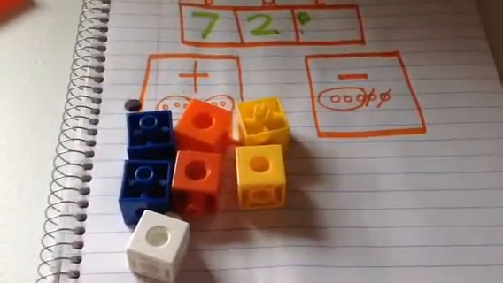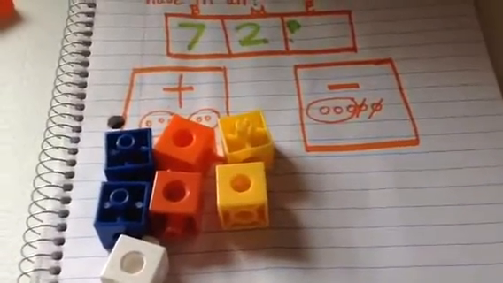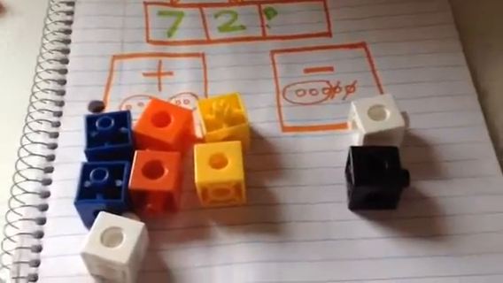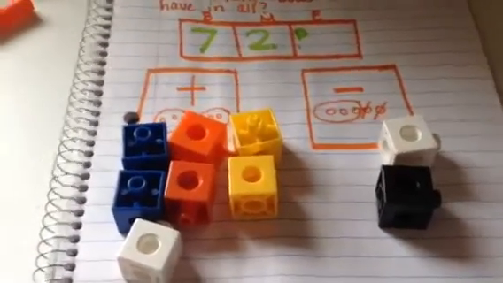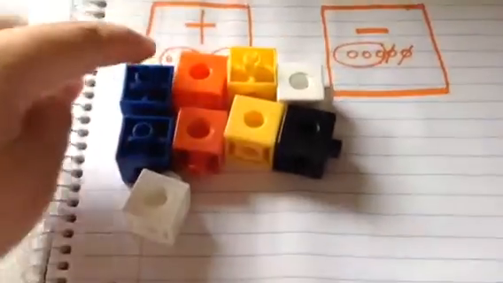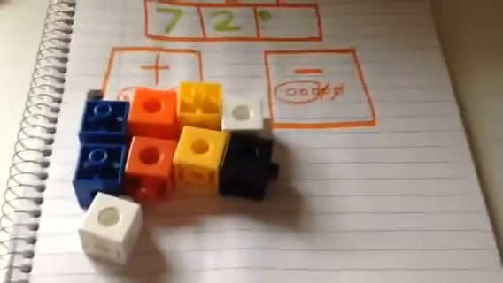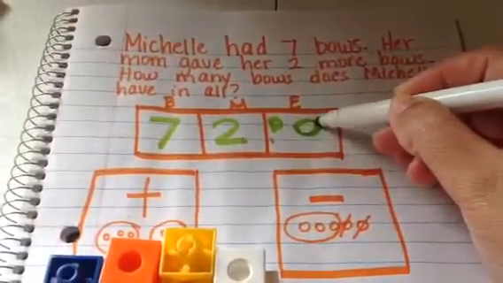Now, how many more did her mom give her? Her mom gave her 2 more, okay? So I'm going to put the 2 right over here. Okay, so now you decided we're going to join because her mom gave her 2 more. So let's put those together. And now let's count them all together, okay? So we're going to count 1, 2, 3, 4, 5, 6, 7, 8, 9. Her mom gave her 2 more, so 7 and 2 more is 9. Okay, very good. So you're going to put your 9 in your ending right here.